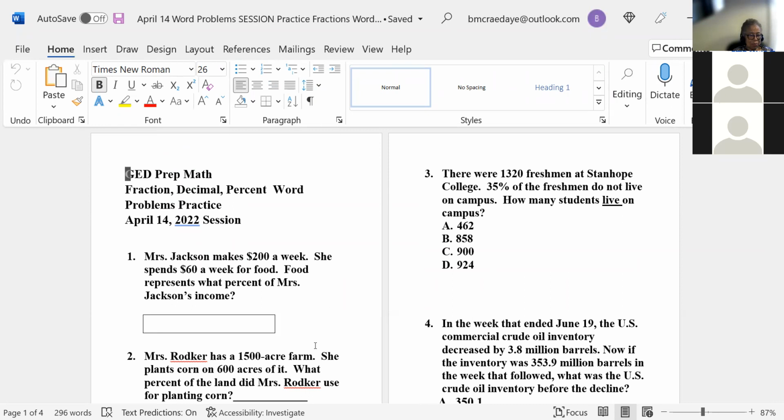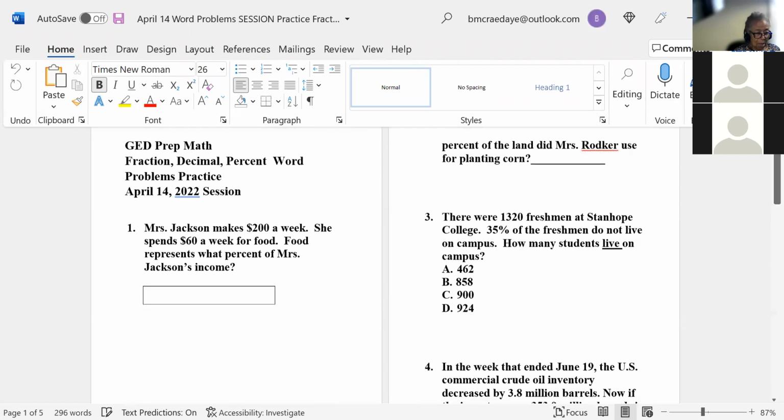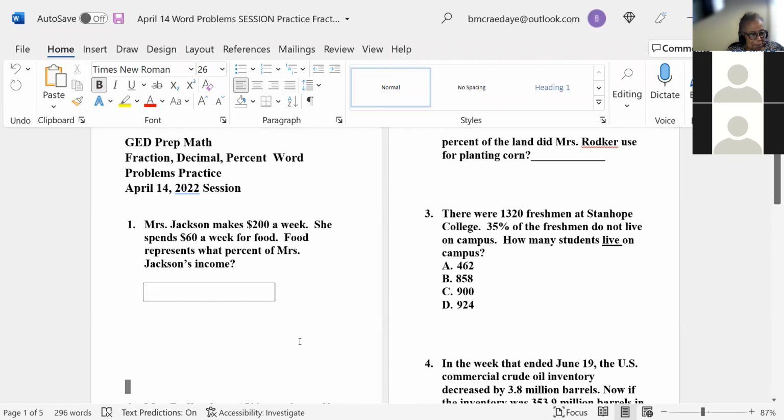Okay, Mrs. Jackson makes $200 a week. She's paying $60 a week for food. Food represents what percent of Mrs. Jackson's income? Okay, I want you to tell me how to solve it. These are percent, decimal, and fraction word problems. How would you solve this, Maureen?